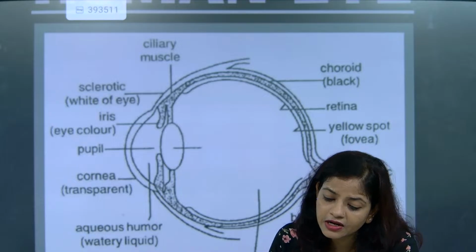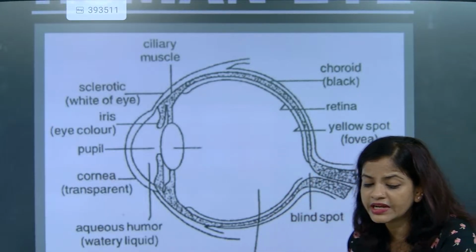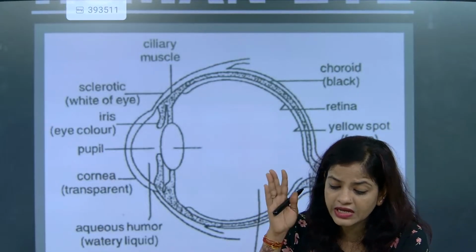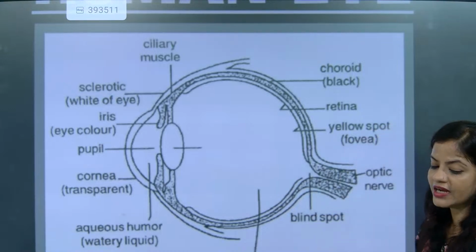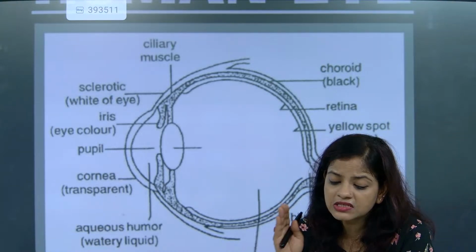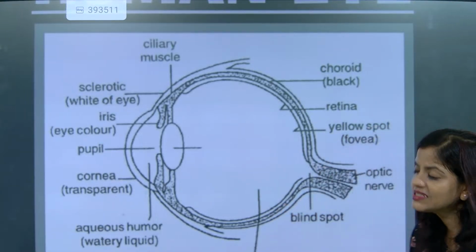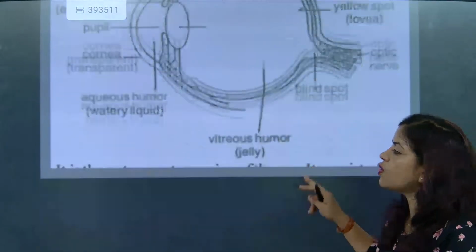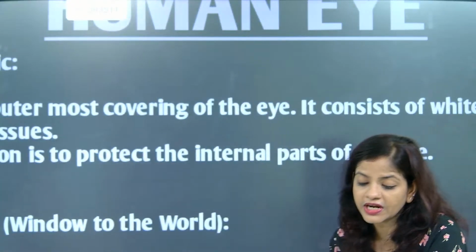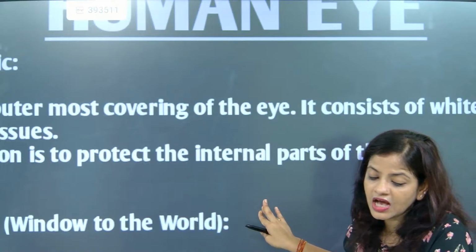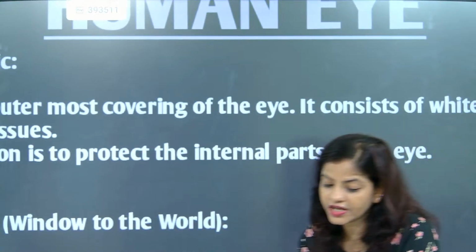To protect the internal part of the eye. Absolutely correct, children. Get active. So that is exactly considered as what, beta? Sclerotic. So the white tough portion, the tissues which are protecting the inner part of the eye, are called what, beta? Sclerotic.